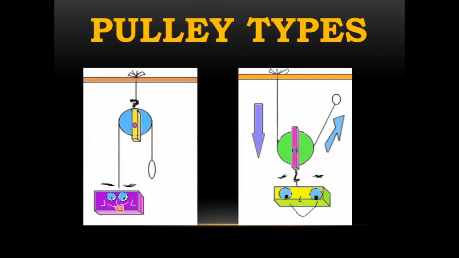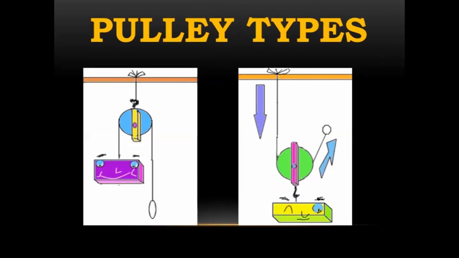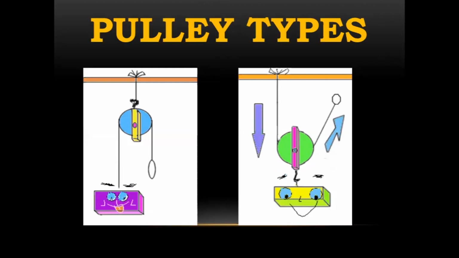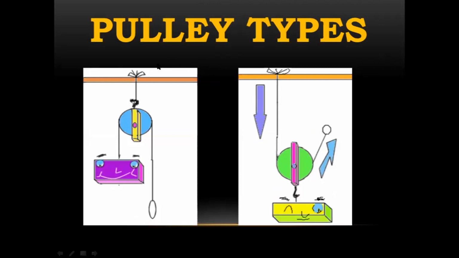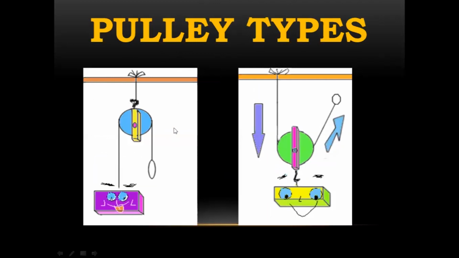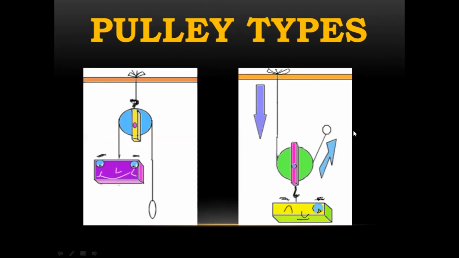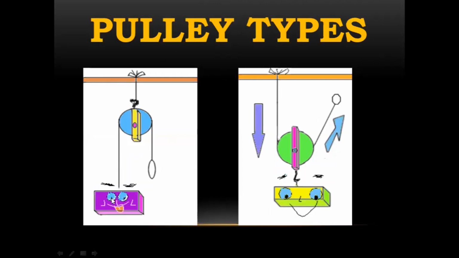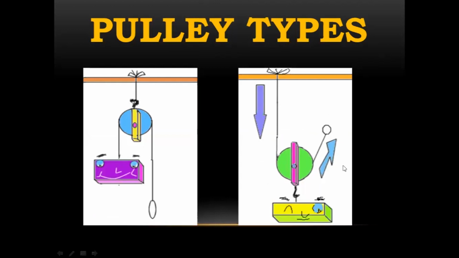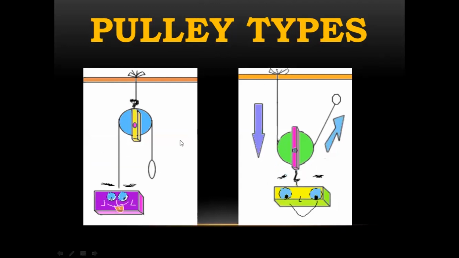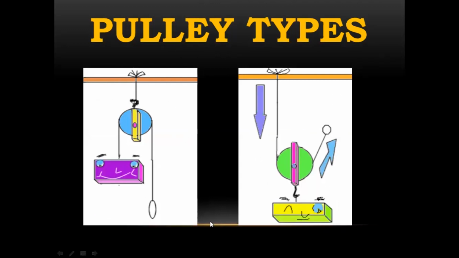So there are two important types of pulley. One, we call a fixed pulley, and the other we call a movable pulley. As you can see here, this pulley is fixed. This pulley is not moving, whereas here the pulley moves. It can be moved up and down, but here the load moves, the pulley stays fixed. Here the load and the pulley are moving. So this we will call a fixed pulley, and this we will call a movable pulley.